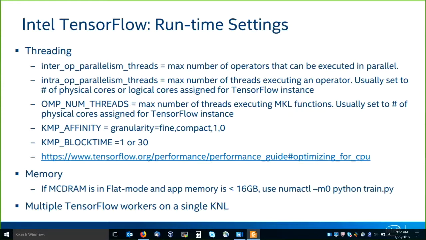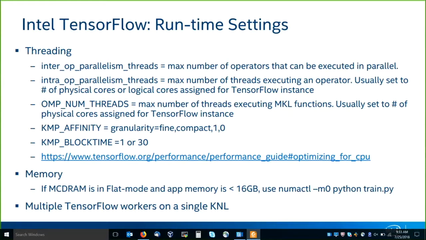The block time is something where there is no one setting that is good for all topologies, but it varies. We have seen cases where a setting of 1 is significantly better than the default. We have a link here where we have documented these recommendations directly on the TensorFlow webpage for future reference. When you are trying these models, you may want to read these and set these parameters accordingly.